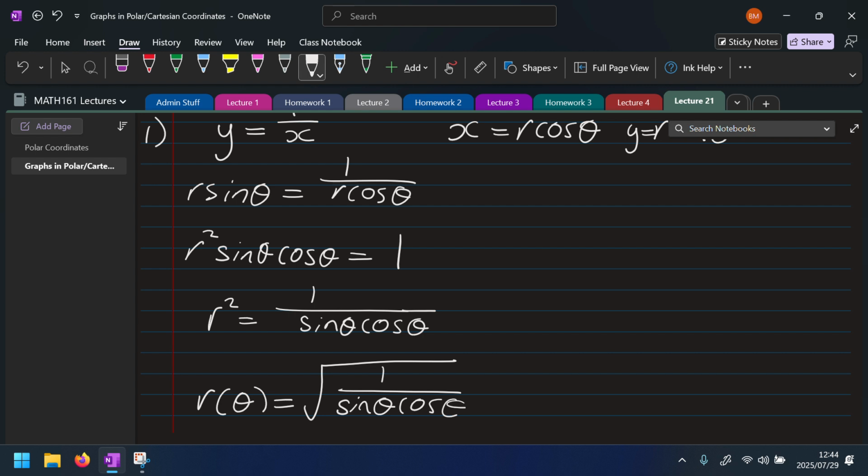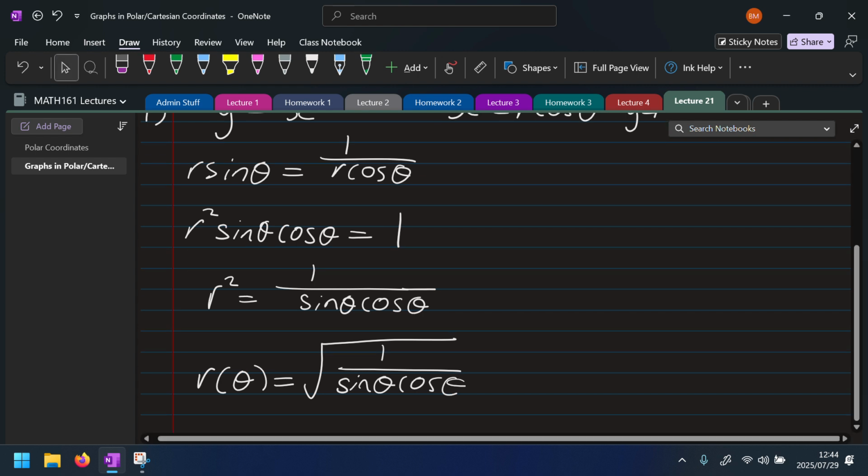So we started off with y is a function of x. We want to go all into polar. So that same graph in polar now looks like this. So we have r as a function of theta.